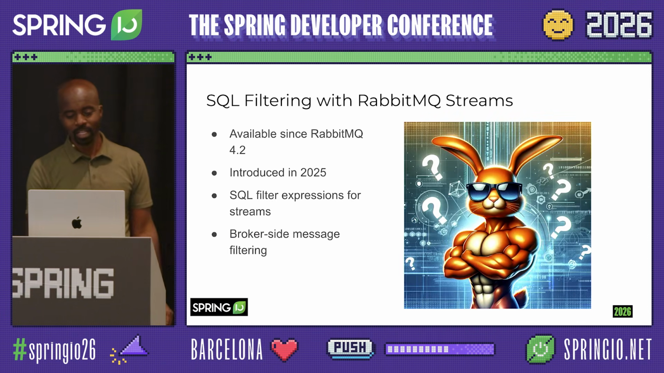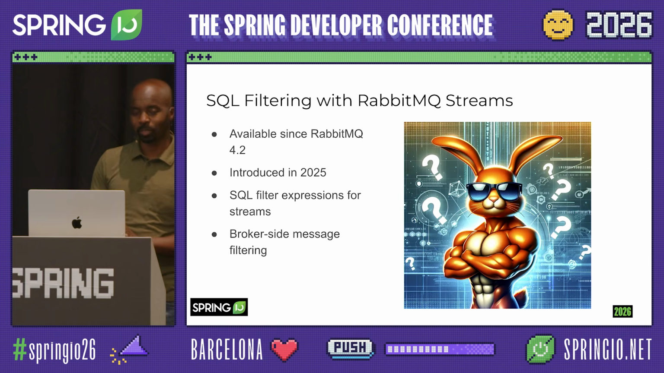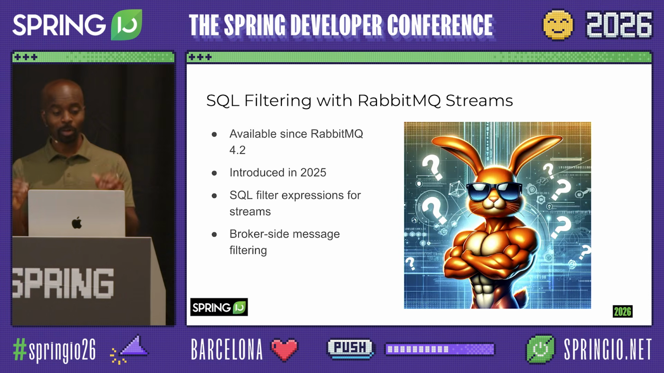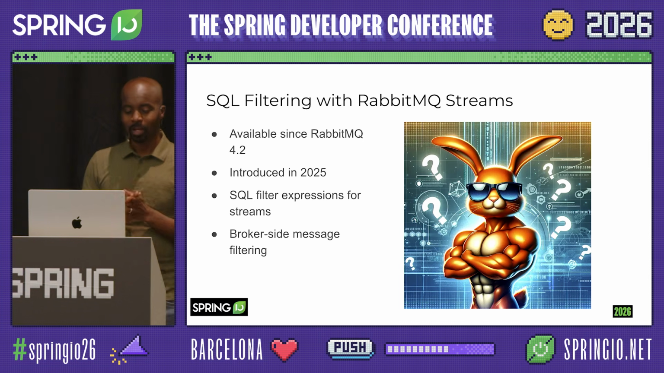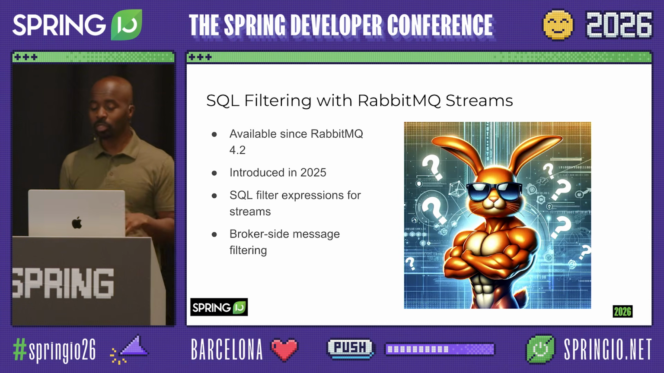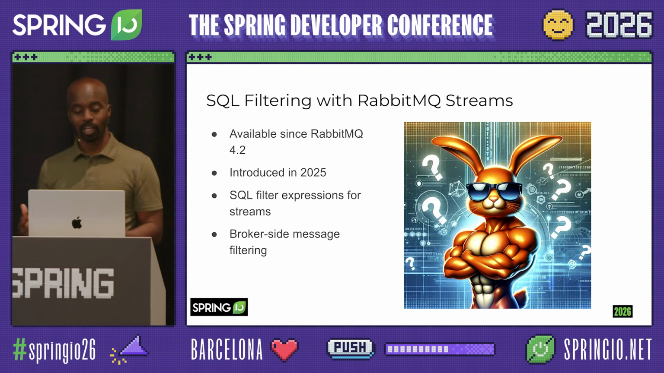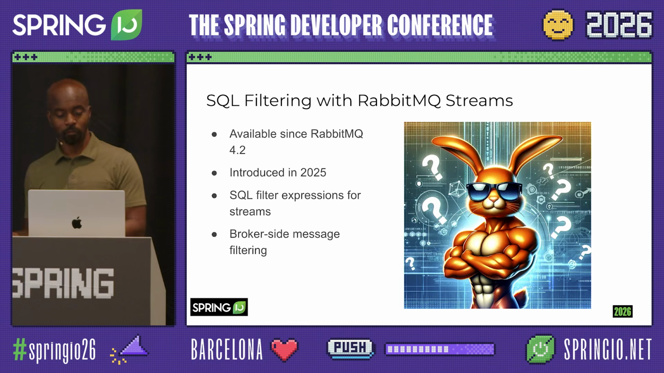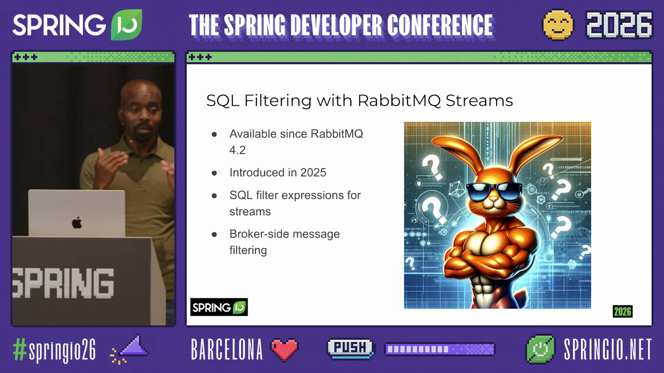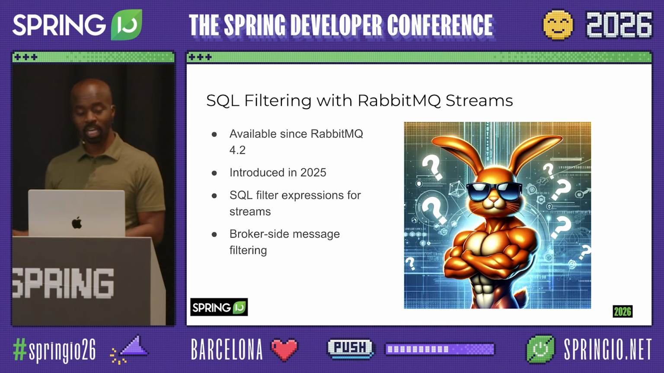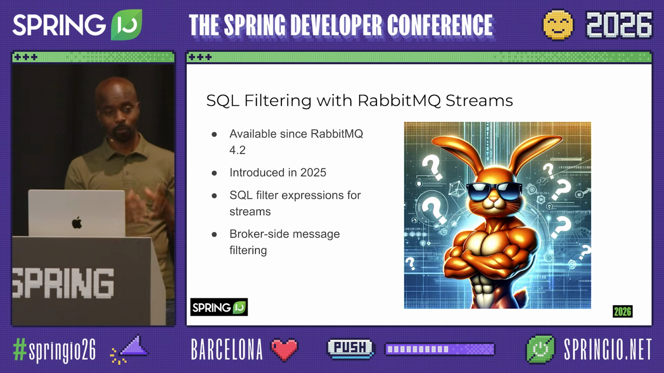And the answer to that is RabbitMQ Streams, right? RabbitMQ Streams SQL filtering was introduced in Rabbit version 4.2, right? And what it allows you to do is, when you register your interest, you can specify a SQL filter, right? So every message that matches a particular SQL filter is going to be sent to your application. And this is broker-side filtering.